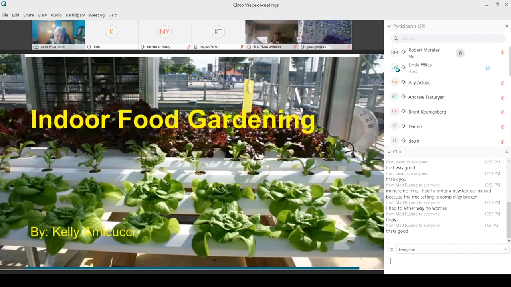When you're ready. Okay. So my topic was indoor food gardening, and that's just a picture of an example. It's a hydroponic unit. Okay, you can go to the next one. That's lettuce. Oh, I thought it was cabbage. No, that's lettuce. They don't do cabbage in there.